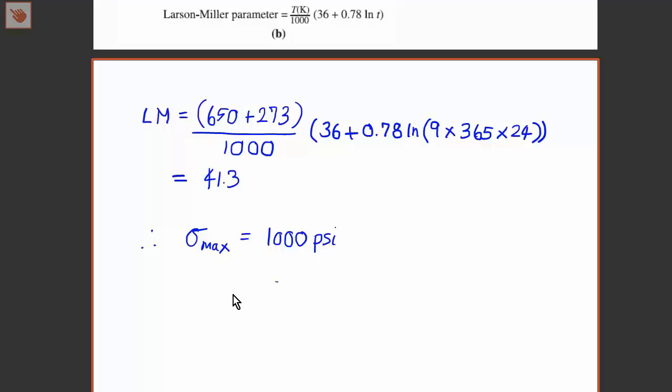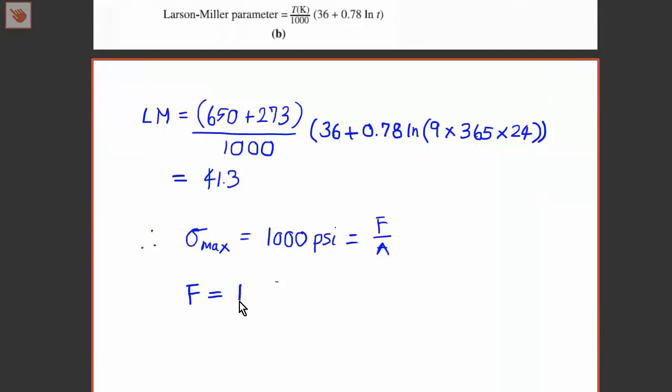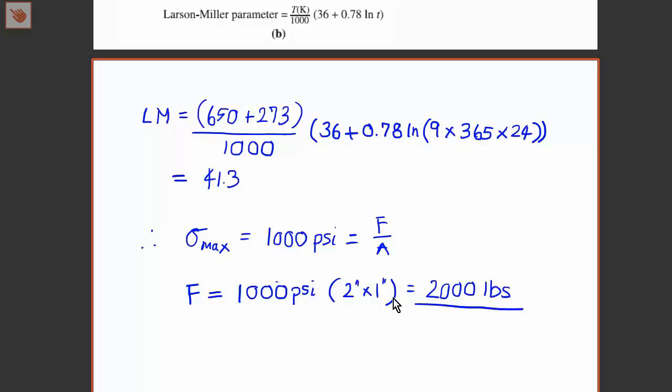So we can now calculate what the load will be, because we know that sigma is force over area. Therefore, the load, the force, is going to equal 1000 psi, 1000 pounds per square inch, multiplied by the area, 2 inches by 1 inch. So that's 2 square inches, and that gives us a number of 2,000 pounds for the maximum load.